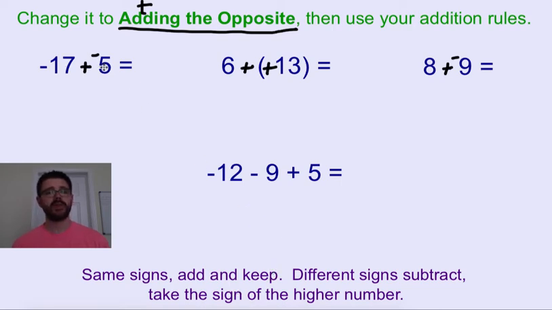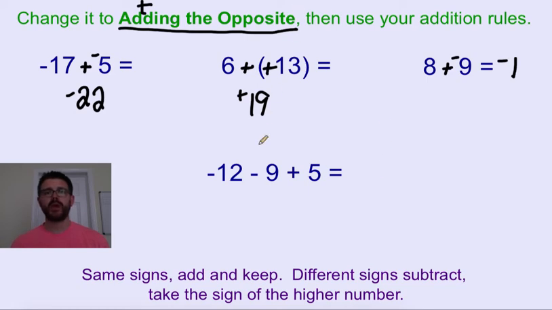Negative 17 plus negative 5, same signs, add and keep. So I'm going to get negative 22. Here, same signs, add and keep. 6 plus 13 is positive 19. Here, 8 plus negative 9, they have different signs, so I'm going to subtract. 9 minus 8 is 1. The negative 9 is bigger than the positive 8, so it's going to be a negative 1.